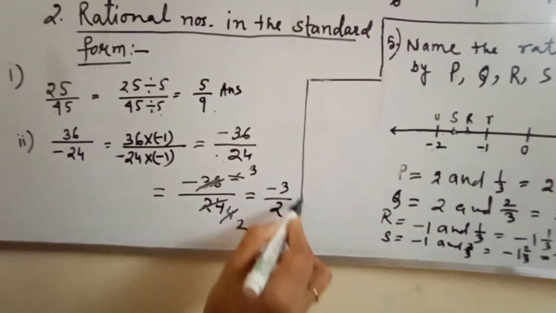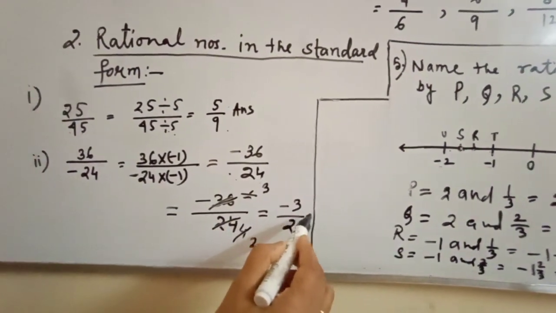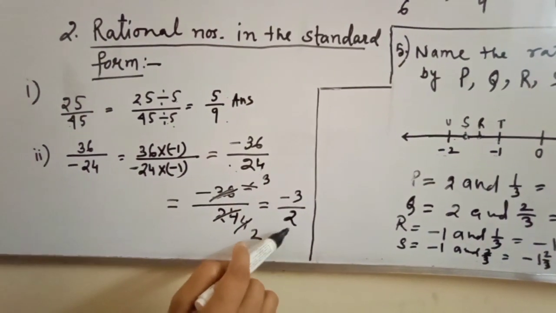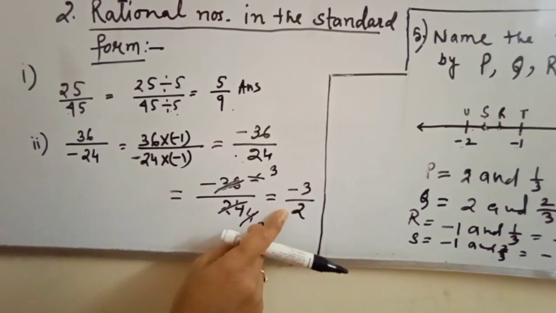So what is the standard form? What do we have to check? The number should be in the simplest form, and the denominator will be free from the negative sign.